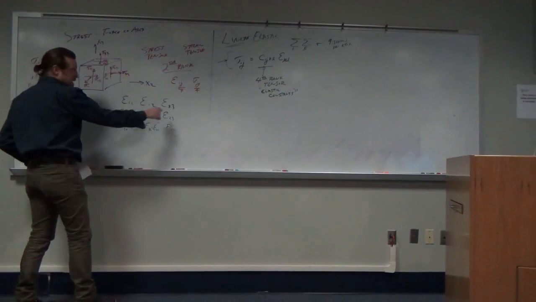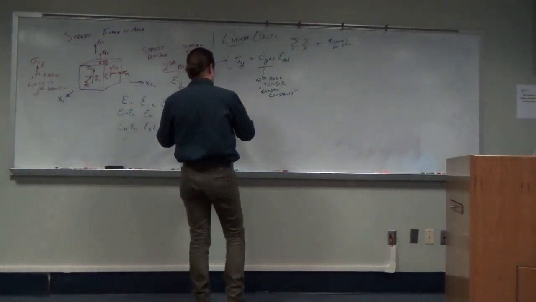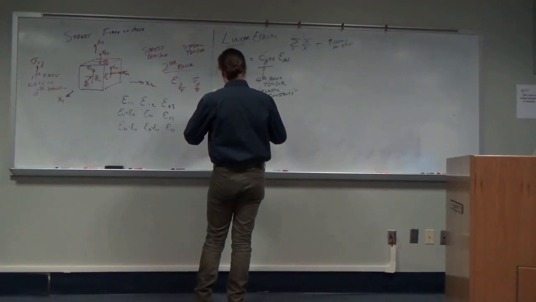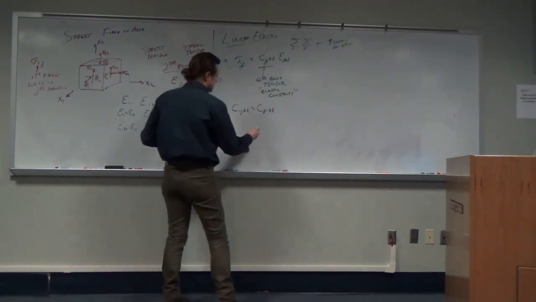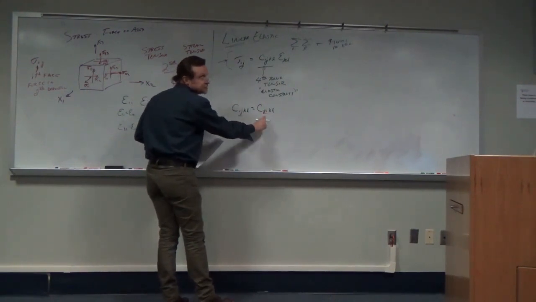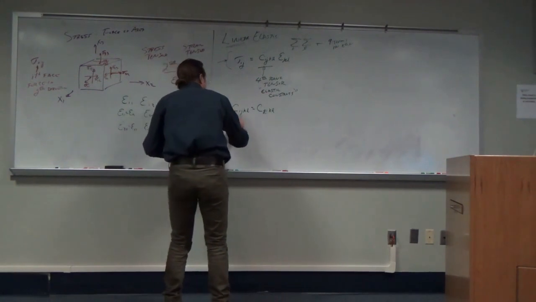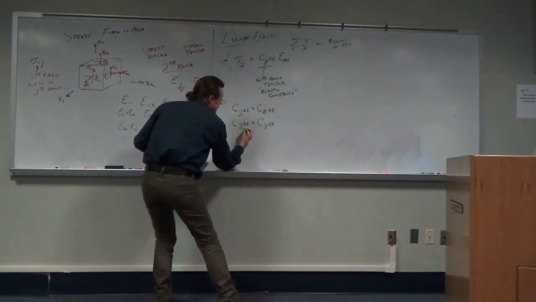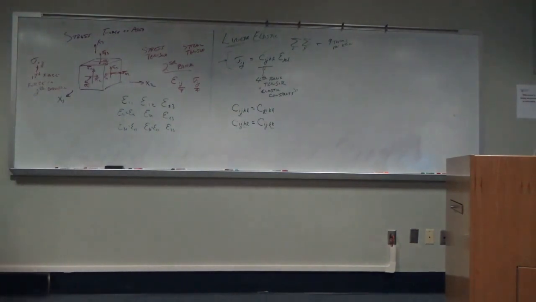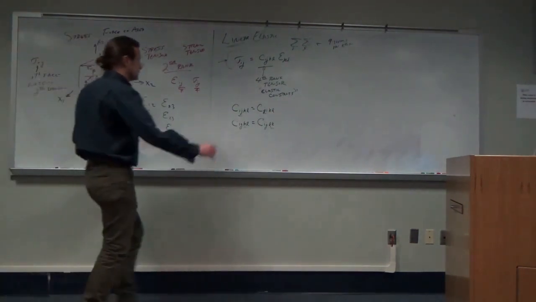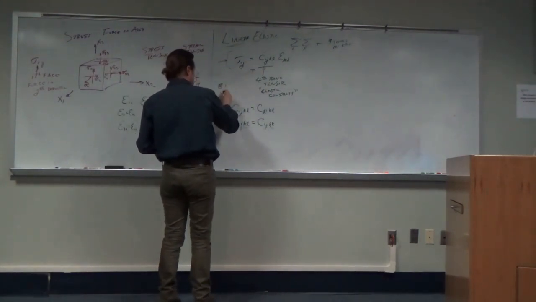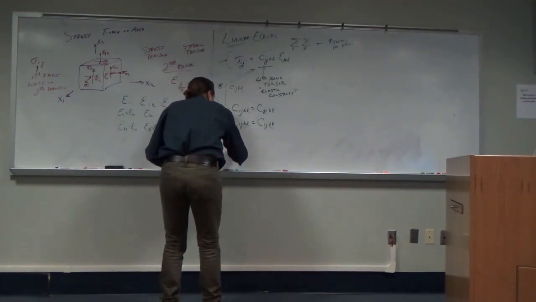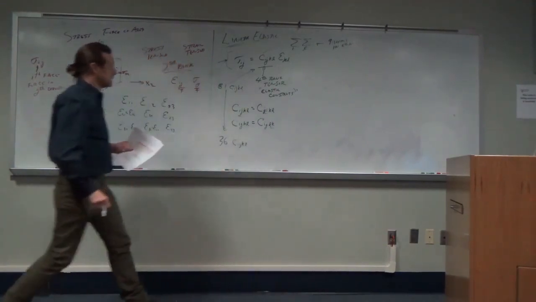So the symmetry here and the symmetry in the stress tensors means that C_ijkl equals C_jikl. So I can swap the order of the first two subscripts, and C_ijkl equals C_ijlk, and I swap the second two subscripts. So here we go from 81 C_ijkl down to 36 C_ijkl. So that's a big reduction.